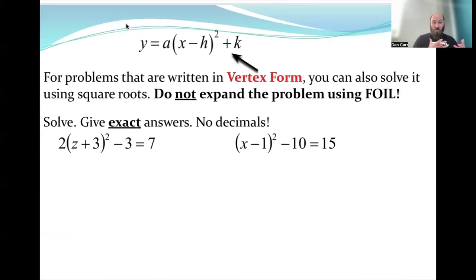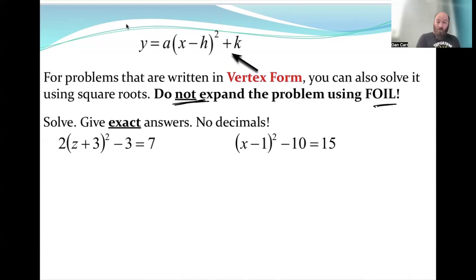We can also do this process when we're solving in vertex form. Problems like this can still be worked through. The idea is we're still going to undo my operations. Now, do not expand the problem using FOIL. Technically, you could do it, but honestly, you're making more work than necessary.